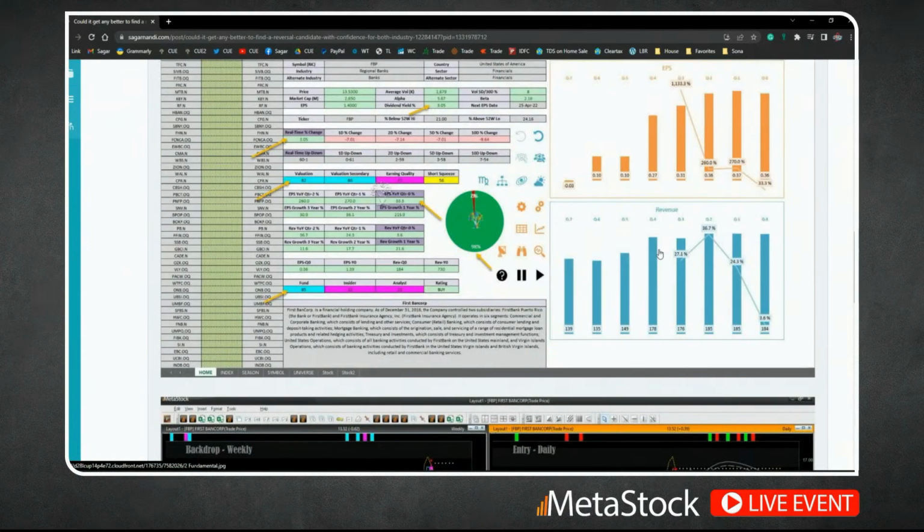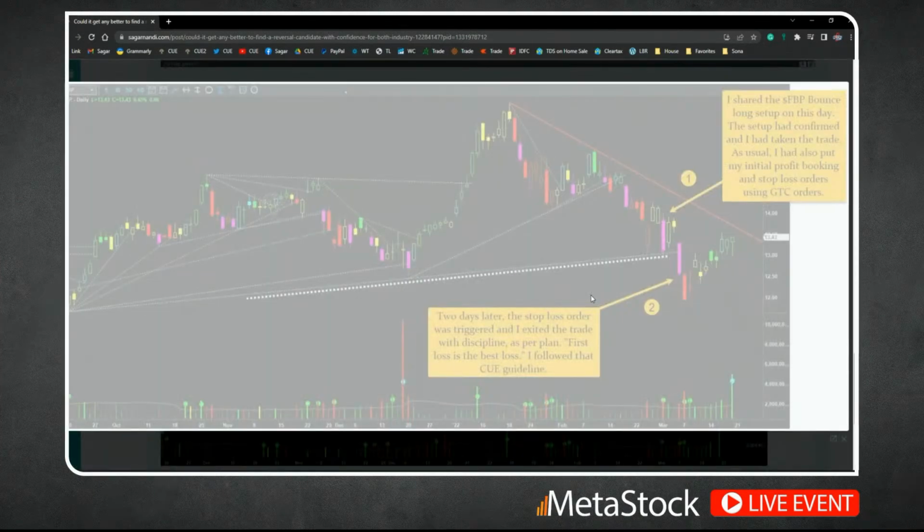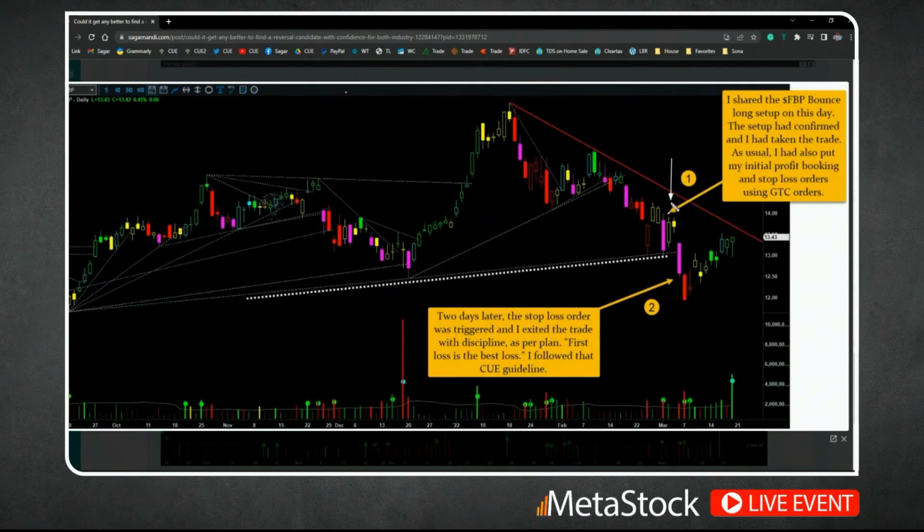This trade did not work out. I followed through later. This was the day I shared the idea. Here was the trend line support. 2 days later, it sharply broke below the trend line support. The stop loss was somewhere here.